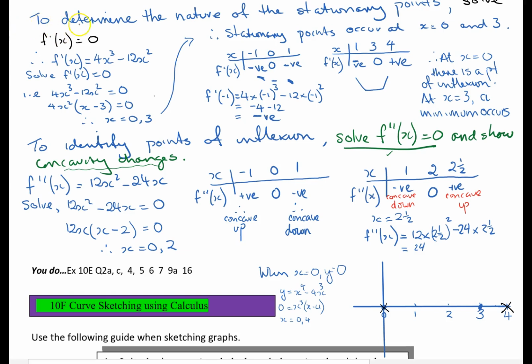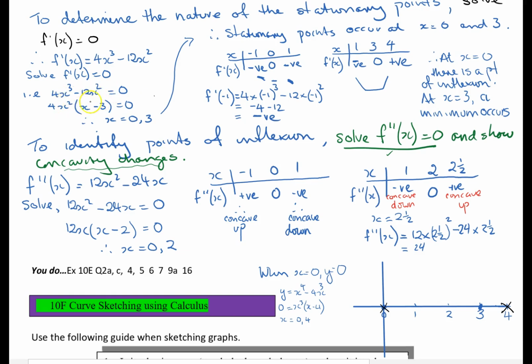Remember, the first thing was to determine the nature of the stationary points, and to do that you solve f dash x equal to 0. Because f of x is x to the fourth minus 4x cubed, f dash x would be 4x cubed minus 12x squared. Now we want to solve that equal to 0. That's the condition for a stationary point. So we've got 4x cubed minus 12x squared is equal to 0.